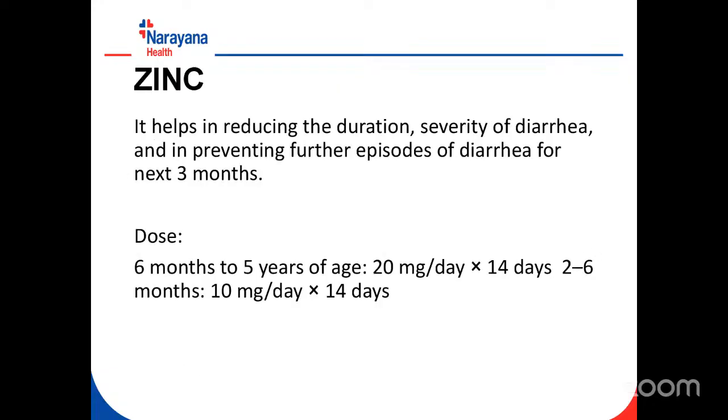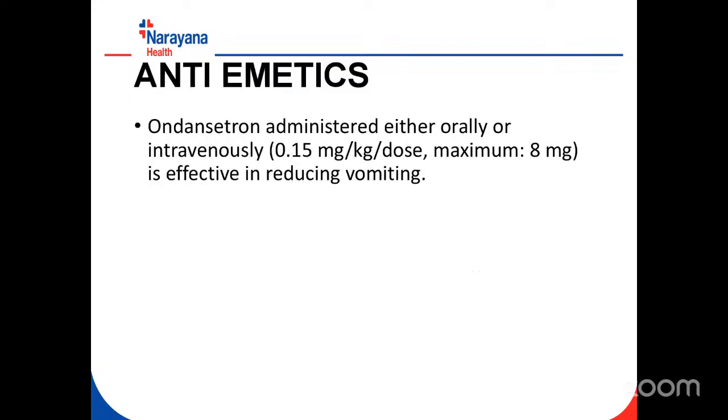Zinc, very, very important, helps in reduction of the duration and the severity. And it also prevents further episodes of diarrhea for the next 3 months because it actually builds up the gut motility. From 6 months to 5 years, it's 20 milligram per day for 14 days. And between 2 to 6 months of age, it's 10 milligram per day. All your syrups are usually 20 milligram per 5 ml. So less than 6 months, it's 2.5 ml once a day for 2 weeks. And more than that, it's 2.5 ml twice a day for 2 weeks.